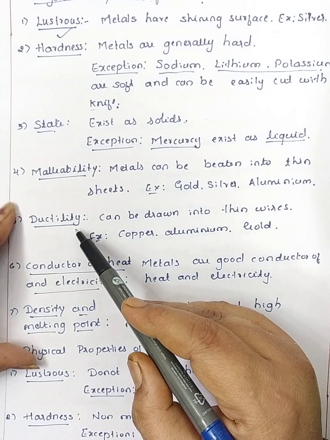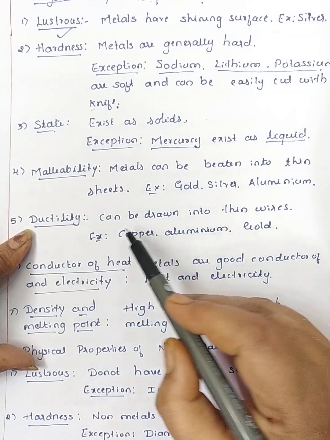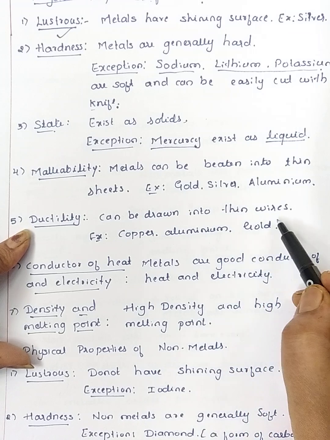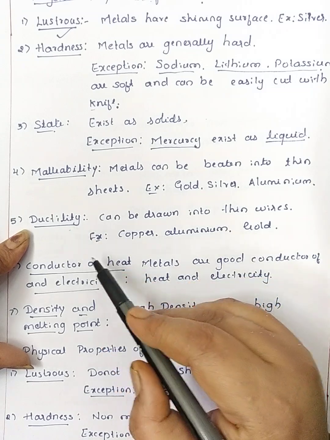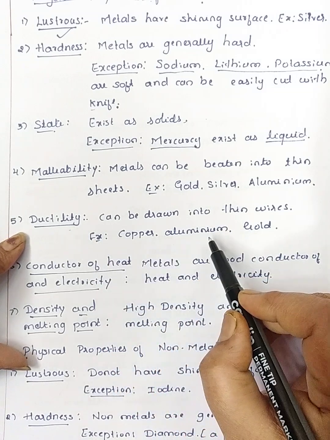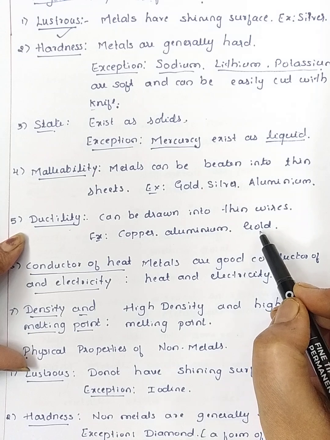And next one is ductility. Ductility is that metals can be drawn into thin wires. You have seen wires are made of metals. That property is called ductility. Examples are copper, aluminum and gold.